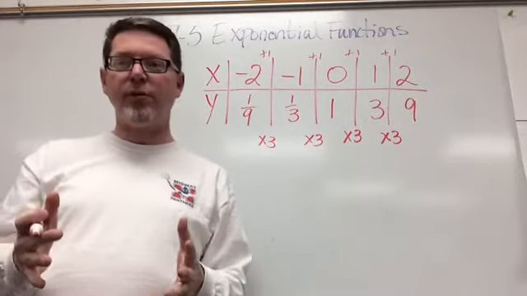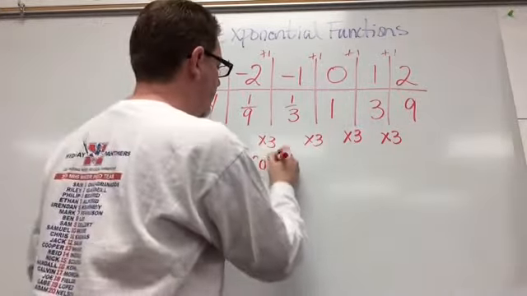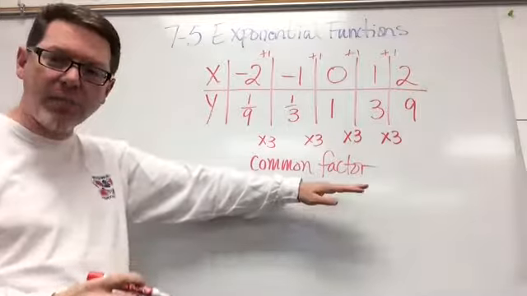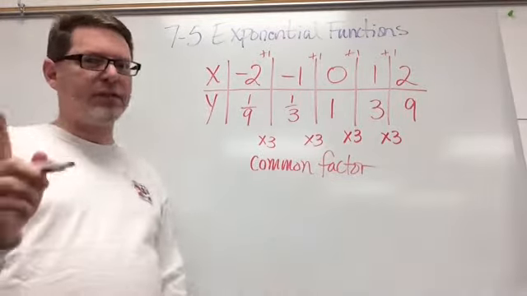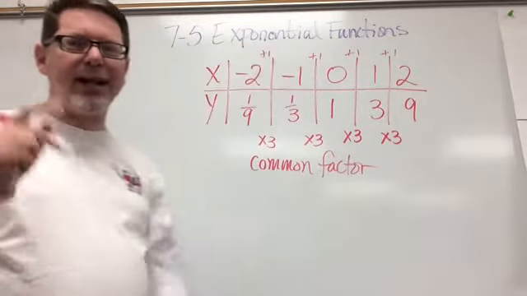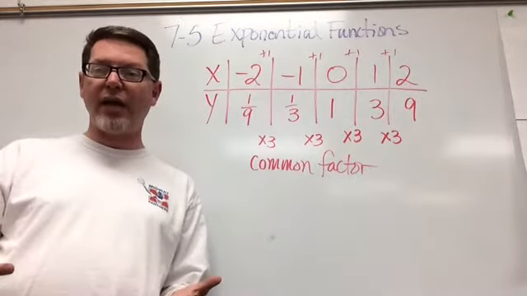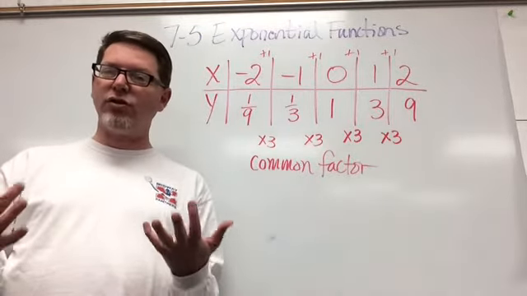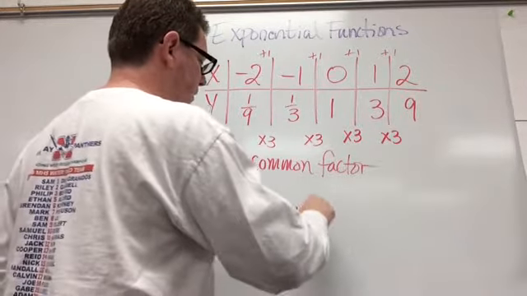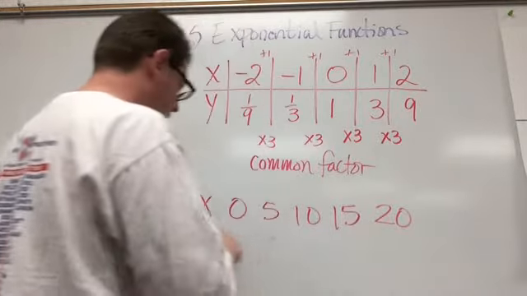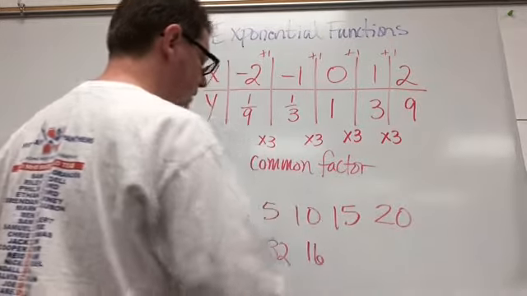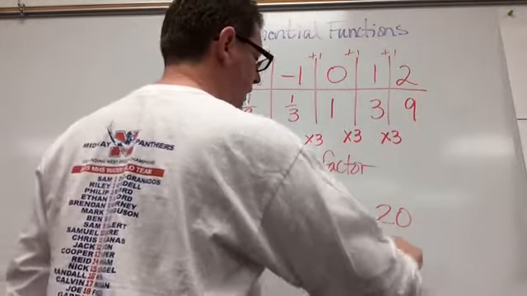So what I'm looking for in an exponential function is a common factor. And as long as I have a common factor, not a common sum or difference, a common factor, and I have a constant up here in the x values, then I know I have an exponential function. Another example we can look at, to test whether it is exponential growth, is let's say I start with my x values 0, 5, 10, 15, 20, and then my y values I have 64, 32, 16, 8, and 4.